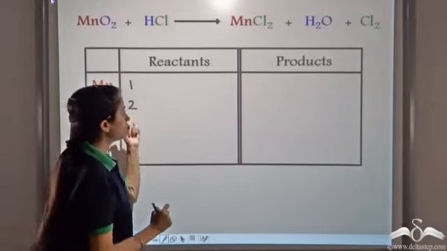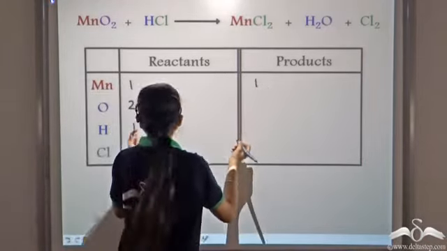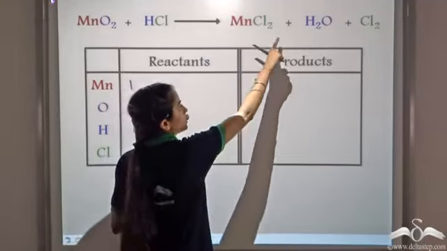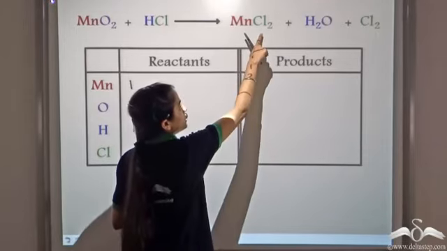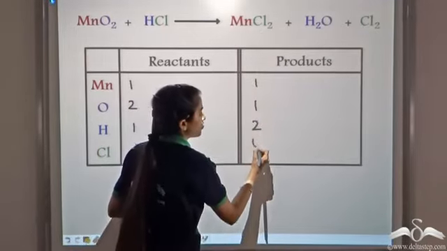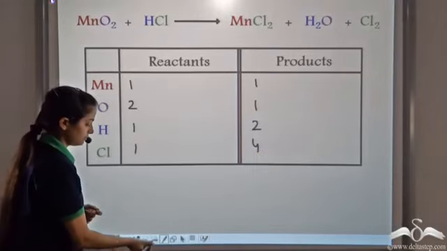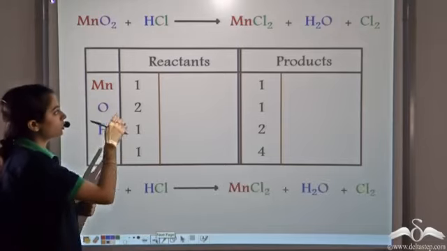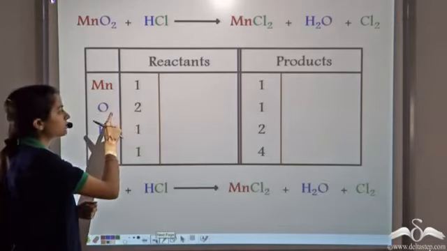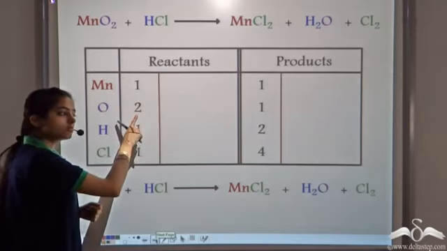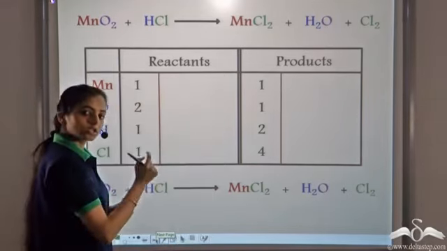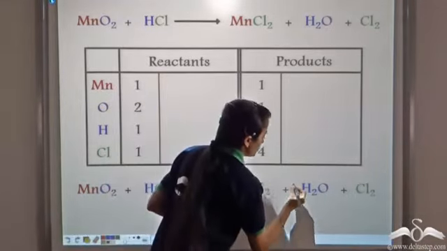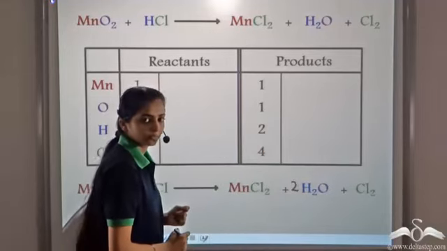Let's look at the product side now. Starting with manganese we have 1 atom, oxygen we have 1 atom, hydrogen we have 2 into 1, 2 atoms, and chlorine we have 2 plus 2, 4 atoms. Let's write the chemical equation. So if we see now, the manganese atoms are balanced. Oxygen on the reactant side we have 2 atoms, on the product side we have 1 atom. So now we have to balance oxygen atoms. So in order to make this 2, we have to take 2 molecules of water.